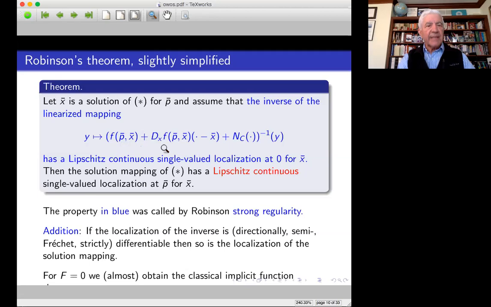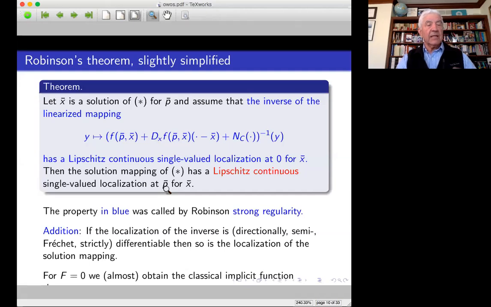If we take the linearization plus the normal cone mapping, which is the same as taking the linearized variational inequality, and if this linearized variational inequality has a solution, which in this case will be the inverse, depending on the right-hand side, that has the desired property of having a Lipschitz continuous single-valued localization, then the solution mapping of the nonlinear inclusion will have the same property. We'll have the Lipschitz continuous single-valued localization.